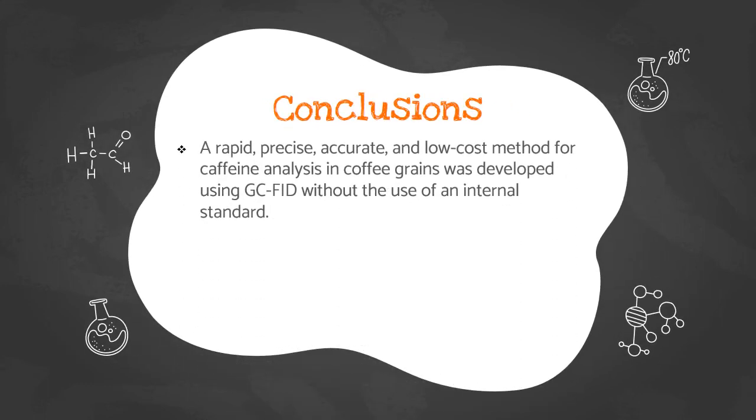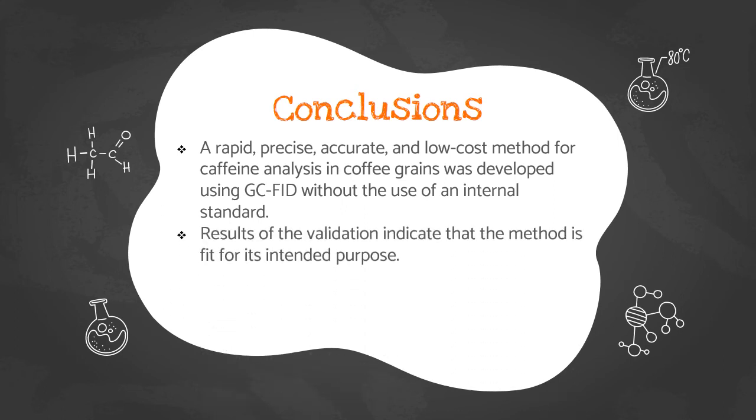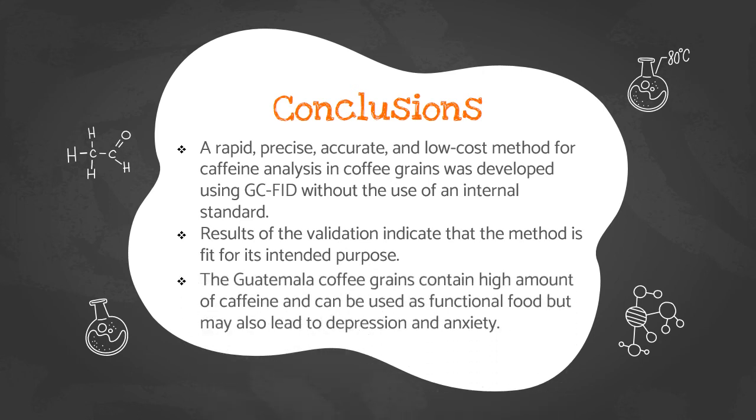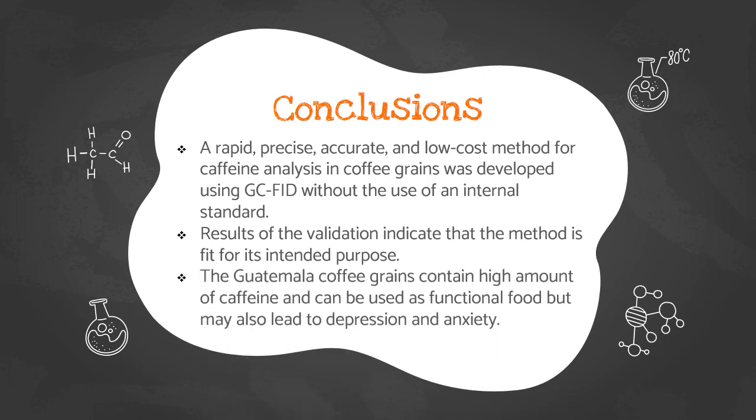In the current work, a rapid, precise, accurate, and low-cost method for the determination of caffeine in coffee grains was developed without using an internal standard. The method was considered as fit for purpose, according to the requirement of ISO 17025 and European regulation concerning the aspects for the accurate development of analytical methods. The Guatemala coffee grains analyzed by the developed method was found to contain a high amount of caffeine, and can be used as functional food, but it may also lead to depression and anxiety.